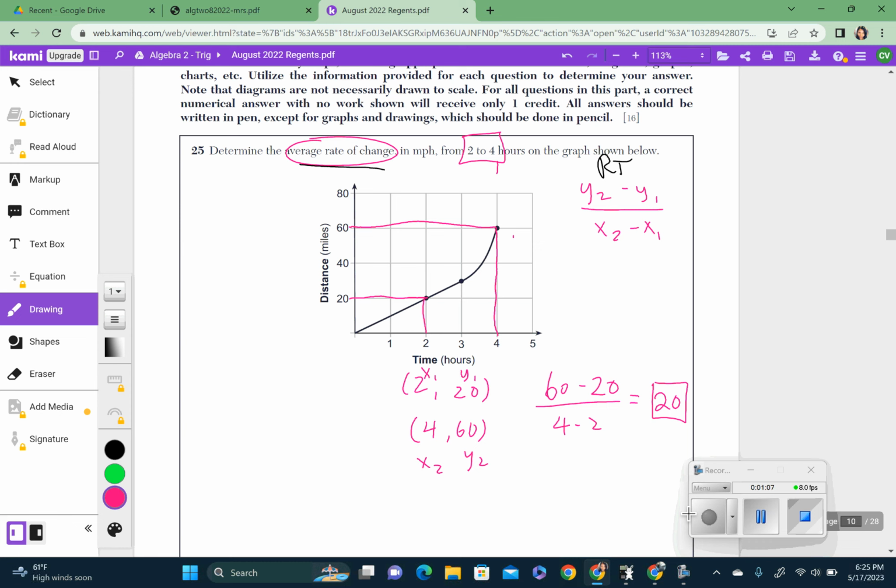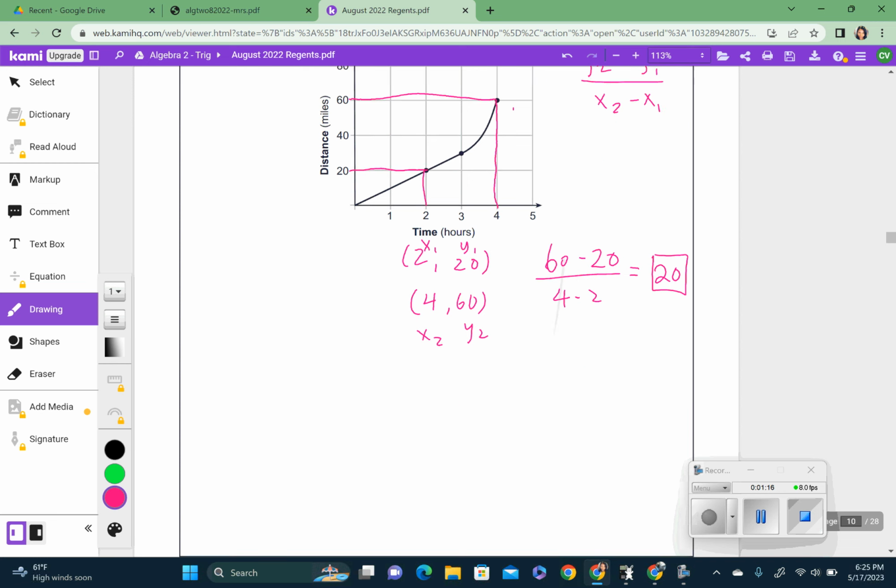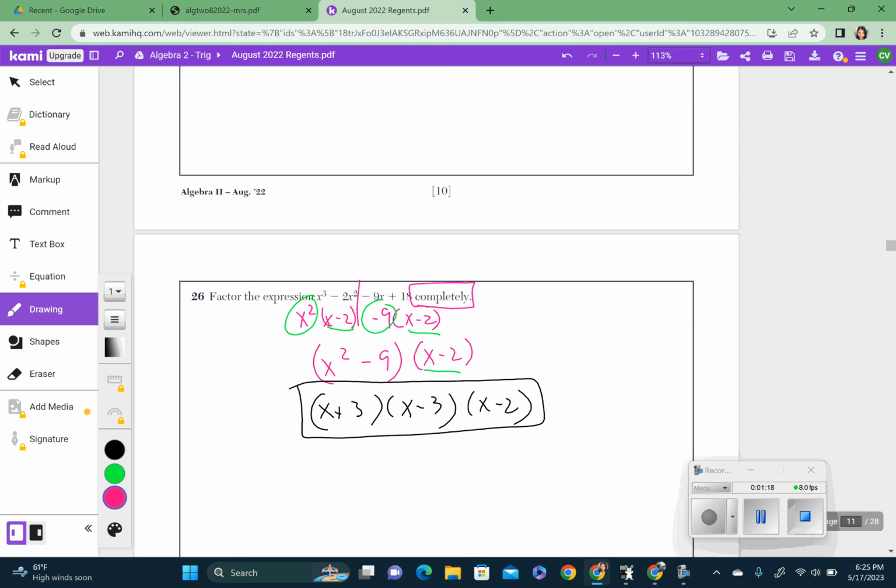Hit enter in the calculator and you're going to get 20 as your answer. So the average rate of change from 2 to 4 is 20 units. Specifically, it's 20 miles. Okay. All right, next one, number 26.